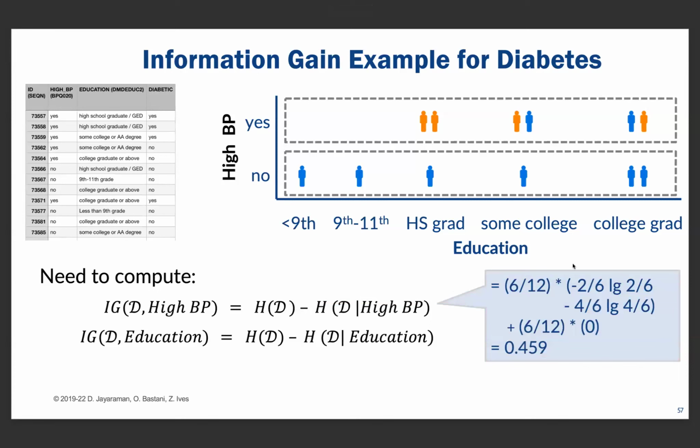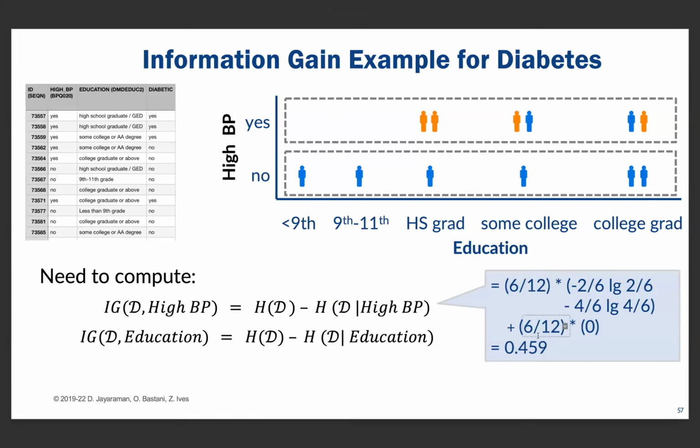Now we're doing the split, and the split is on high blood pressure. So we have this group, and what we have here is 6 items here, 6 items here.